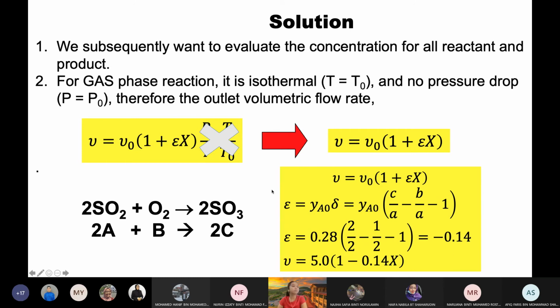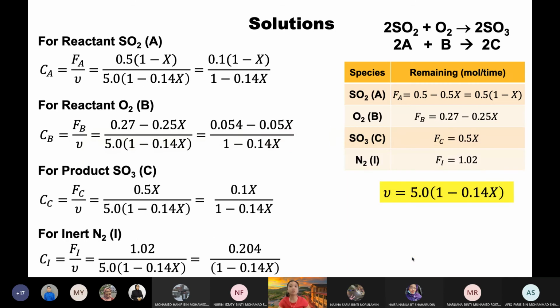Okay, so dah dapat dia. We replace into the equation. So now we know outlet volumetric flow rate equals to 5 inlet volumetric flow rate in bracket 1 minus epsilon, which is negative 0.14x. So sekarang kita dah tahu kenapa kita buat ni. Kita dah tahu sekarang perkaitan antara inlet dengan outlet volumetric flow rate. Okay, dan dah habis part ni, baru kita express concentration.